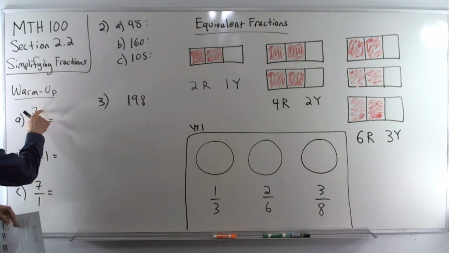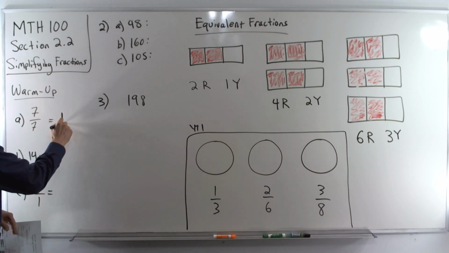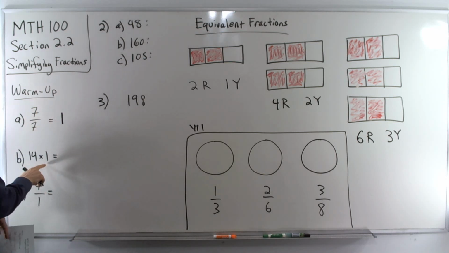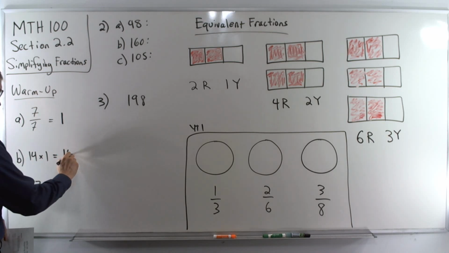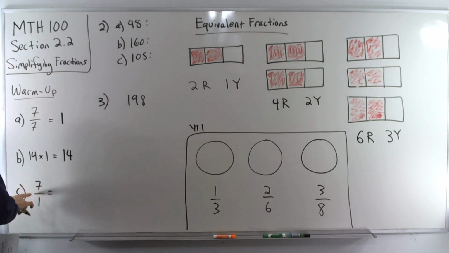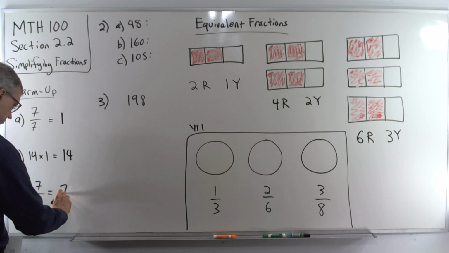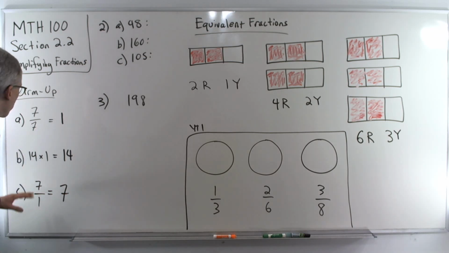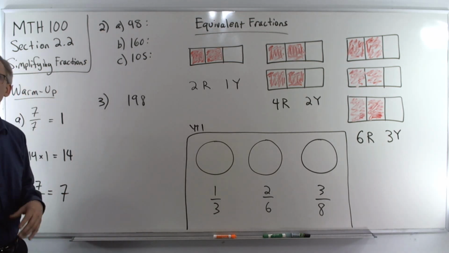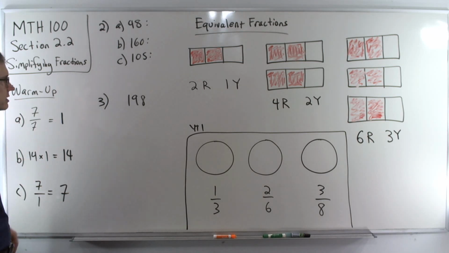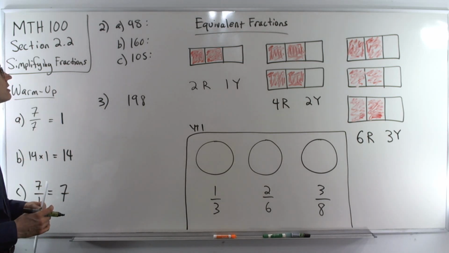So first one, we got a number divided by itself, that is always 1. Any number multiplied by 1 is always itself. And any number divided by 1 is itself. So these are some important properties to keep in mind about this lesson. We're going to be using these to simplify fractions.